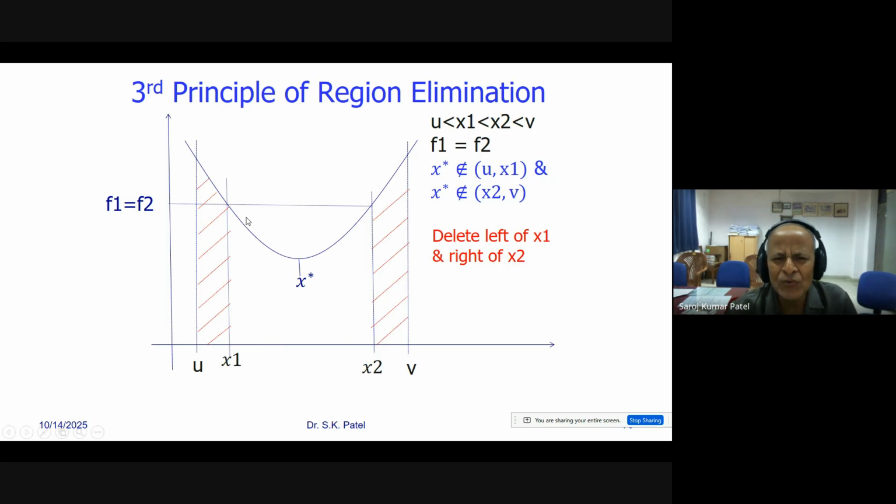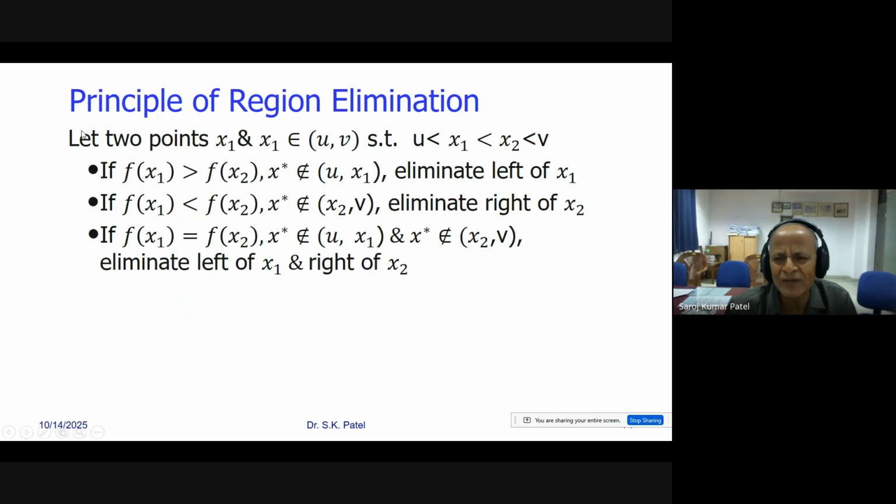If it is equal, from here to here the value also increases, and from here to here the value also increases. So right of x2 you eliminate, left of x1 you eliminate. So you can say the minimum point will lie from x1 to x2. So these are the three principles of region elimination. Those three principles have been written down here.